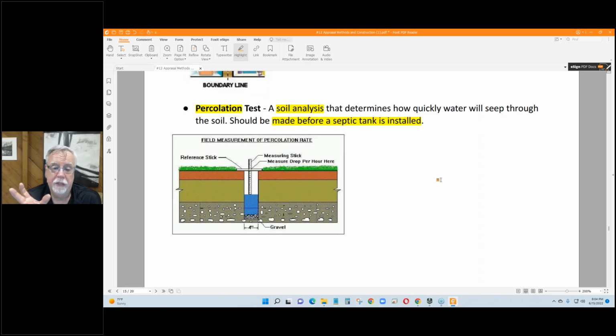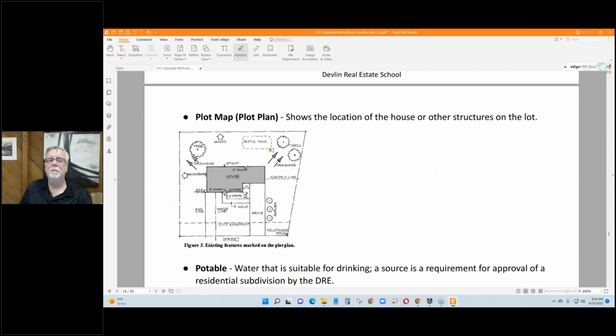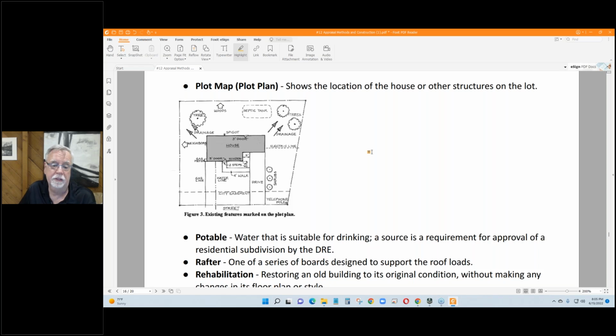And they don't ask about the details on the state exam, but they drill a hole, they fill it with water, right? They have a ruler, they cap it, and they come back, they see if the water level has gone down. And if it is, it's percolating. A plot map or plot plan is another architectural drawing that shows the location of the house and other structures. And this is just an example of a plot plan.